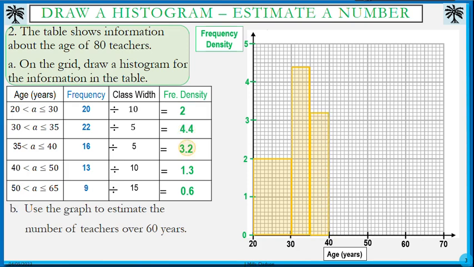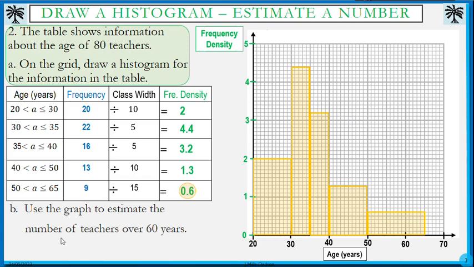40 to 50, raise the bar to 1.3. And 50 to 65, raise the bar to 0.6. So this is how we'll present this on a graph using frequency density. So the histogram is drawn.